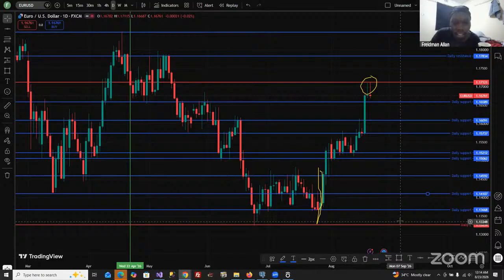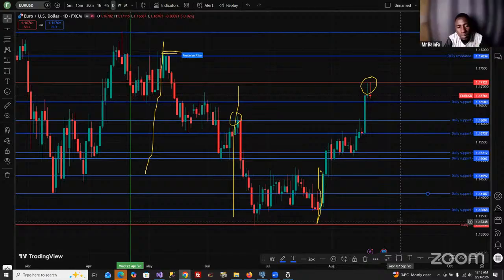Like in this case, I could not come and draw my line here because this high here was taken by this one. So instead I could come and put my line here because this high has not been touched here. So in this case, how about it?